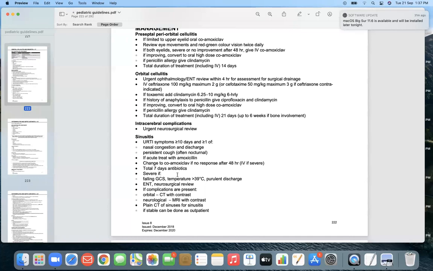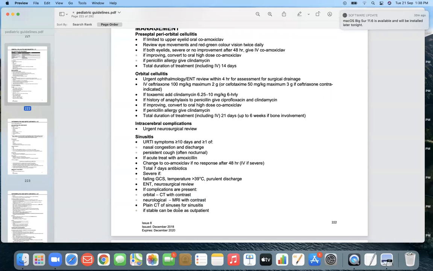Total 7 days of antibiotics. This is for sinusitis, he's telling. Severe if falling GCS, temperature more than 39 degrees and purulent discharge. ENT neurosurgical review. If complications are present, orbital CT with contrast. Neurological complications, you will go for MRI with contrast. So if there are complications, you will go for CT with contrast, that is orbital. And if there are other neurological complications like a focal neurological deficit, you will go for MRI with contrast.